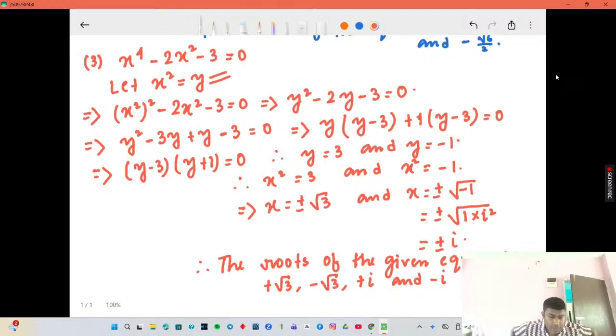If you have any question, then you can ask me in the chat box. I will definitely answer you. Have you understood how I have solved this question? Here the powers are given as 4, so the number of roots will also come as 4 in each question.